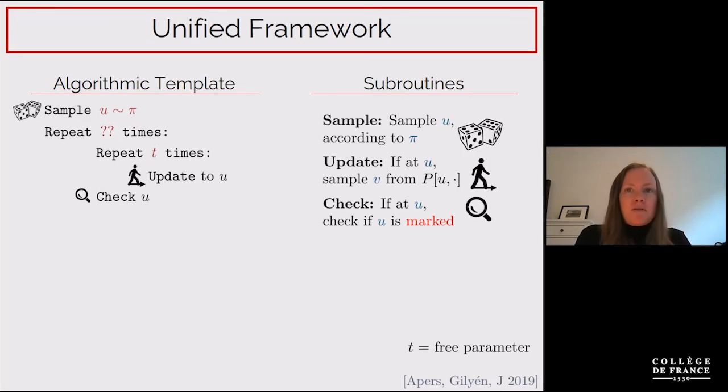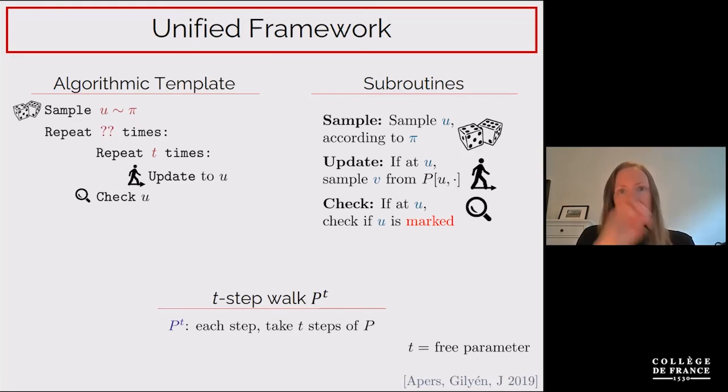But the answer turns out to actually be rather simple. We can just imagine that we have a new random walk, which we'll call P to the t, where we take 1 step of P to the t by taking t steps of P. So if P is the transition matrix, then the transition matrix of P to the t is actually just the matrix P exponentiated to the power of t.